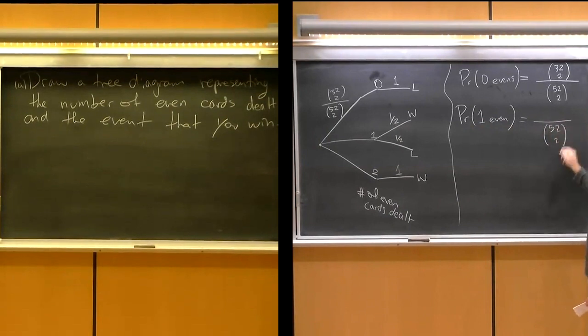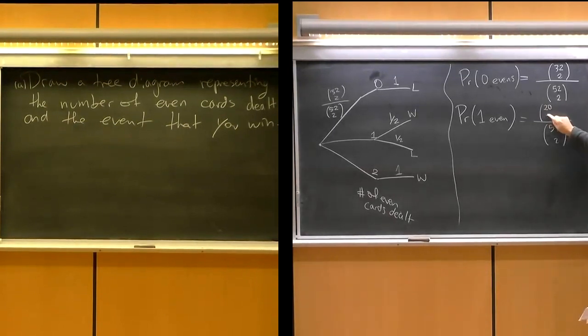The denominator is pretty easy. It's the same thing as always. The numerator is going to be the number of ways to pick 1 even card and 1 non-even card. So does anyone see what that should be? Yeah. Yep.